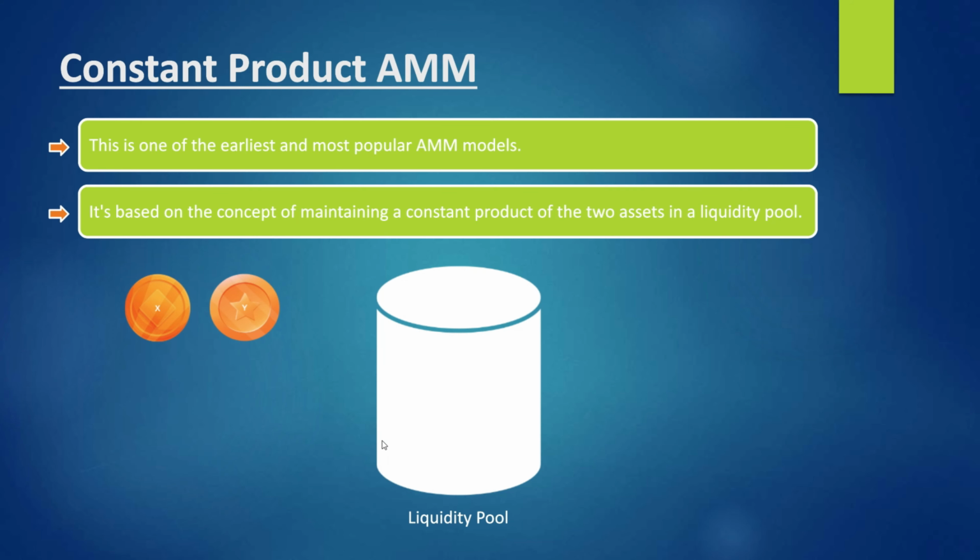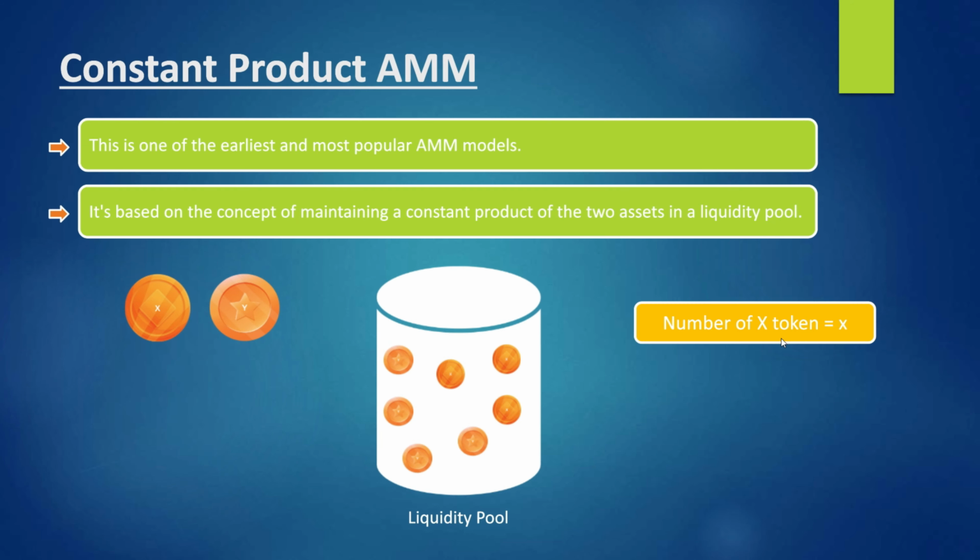And what is a liquidity pool? We will talk about this in depth in the next video. But for now, you can think of a liquidity pool as a pool where we will have different numbers of X and Y tokens. Let's say the number of token X is equal to X and the number of token Y is equal to Y. Means the number of X tokens can be 100, 200, 1000, 2000 or even 3000, whatever number it can be. In the same way, the number of Y tokens can be anything.